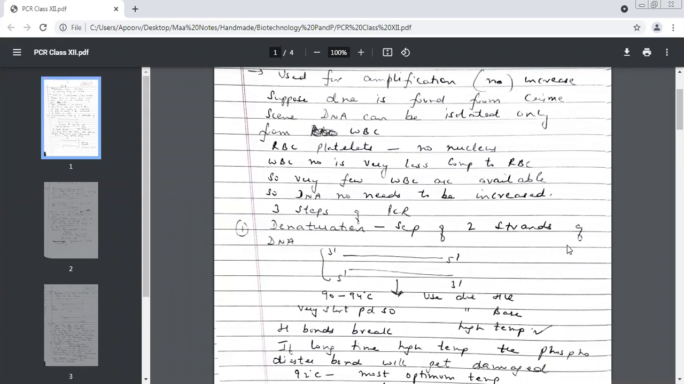The entire procedure, just for your convenience, we have put it into three different steps. This is the first step, denaturation. The word denaturation means to spoil the original nature of something. So what do we do? How do we spoil the original nature of DNA? We separate the two strands of DNA.